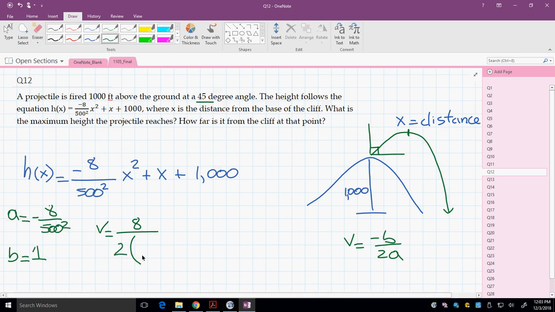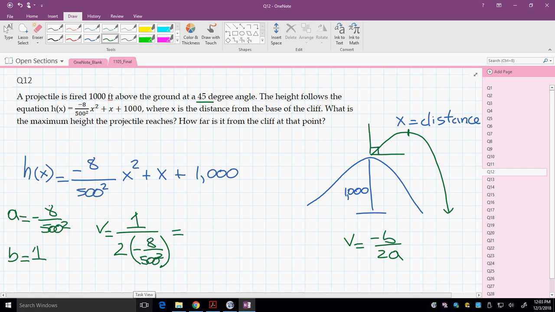So it's going to be 2 times negative a. I got something wrong. Oh, b is 1. Where did I put b is 1? I was looking at the wrong thing. B is 1, and a is down here. It's negative a over 500 squared.